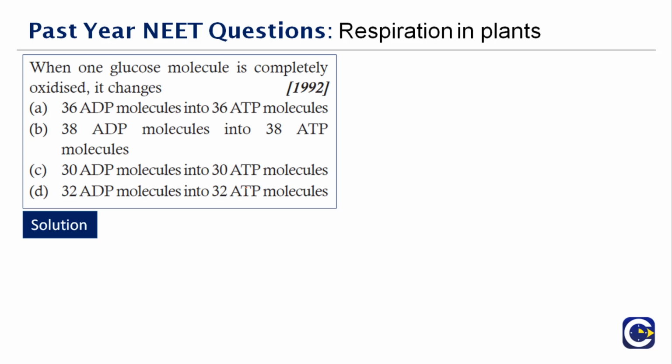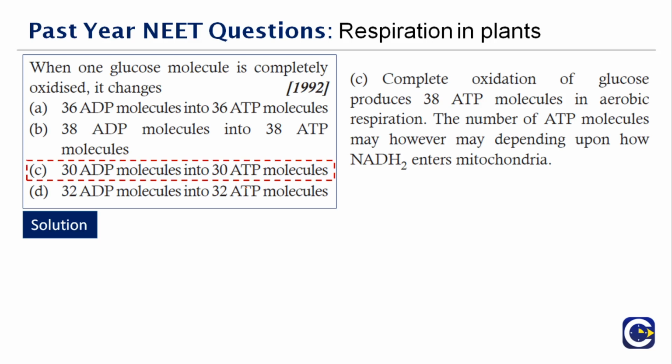Now you're given 4 options here, right? 36 ADP into 36 ATP. No, that is wrong, because we have 38. So 38 will not be reduced into 36. Therefore, that is not the answer. So what is the answer here? The number of ATP molecules may, however, depend upon how NADH2 enters mitochondria. Therefore, the correct answer is that the variation can occur. So it will be 30 ADP molecules into 30 ATP molecules. The correct answer is option C.